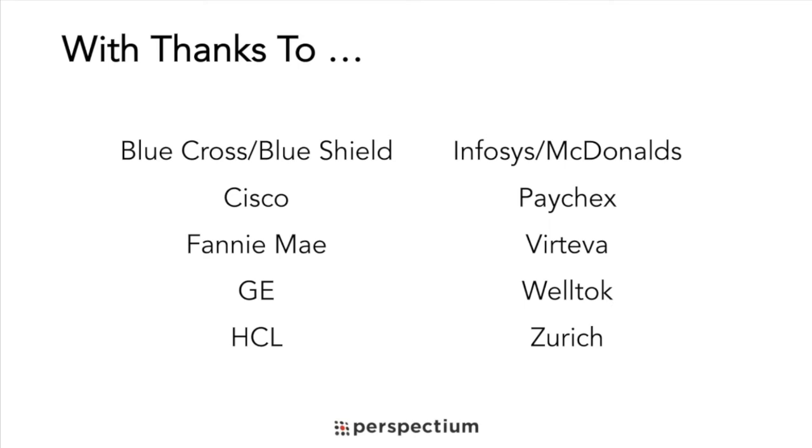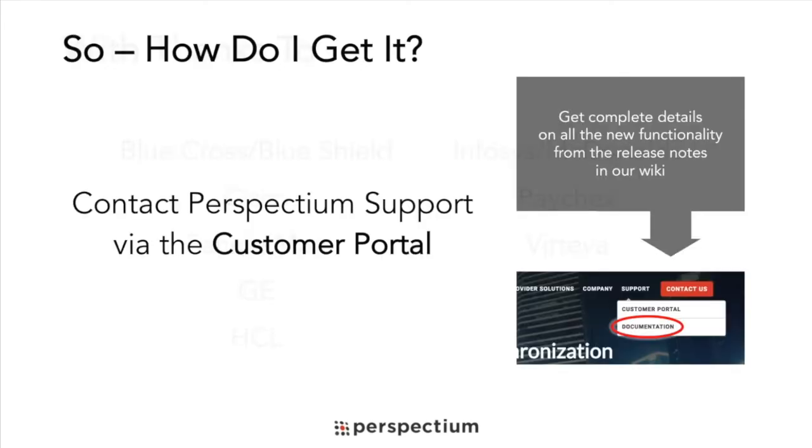So how do you actually get your hands on Carbon? Well, it's pretty simple. There's no phone number or email or anything like that you need to worry about anymore. You just go to our webpage, click on support, and you can access the customer portal right from there. And that's where you can request your upgrade to Carbon. The other thing that you can do there is get complete details on all the new functionality from our wiki, which is also available from that same dropdown. Just click on the documentation tab there.